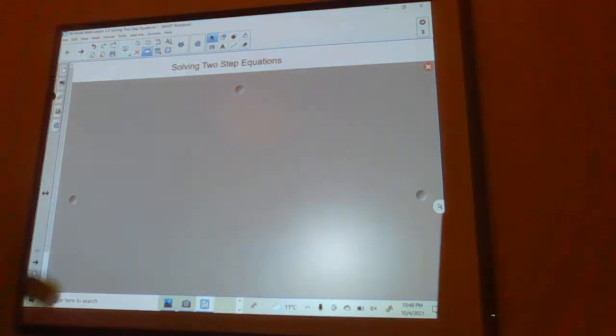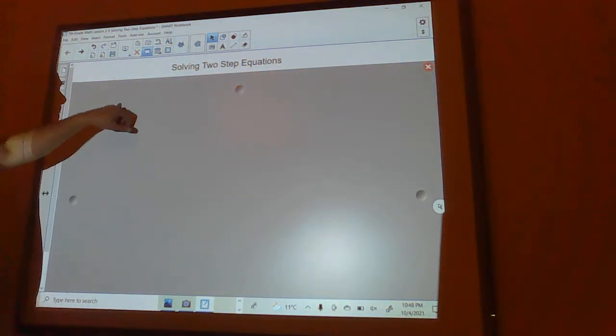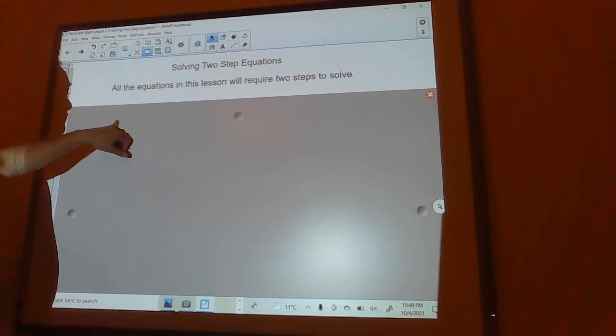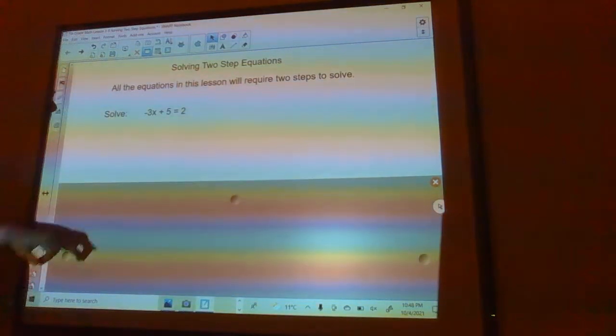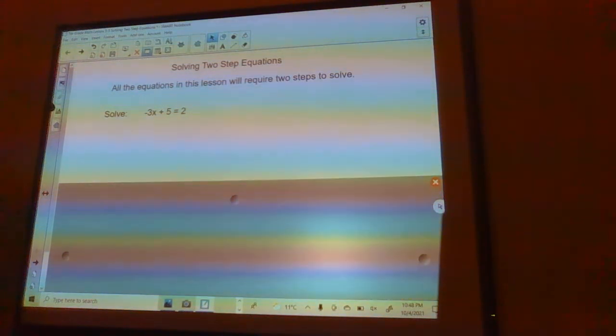Hey everybody, today we're going to talk about solving two-step equations. They're called two-step equations because all of them require two steps to solve. So let's look at this one here. Negative 3x plus 5 equals 2.